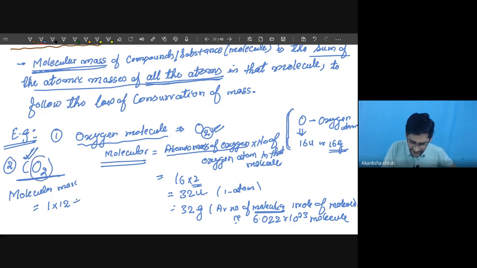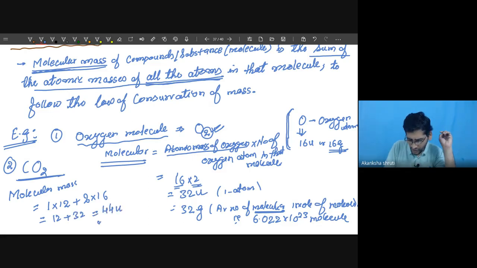Now we have to come to this oxygen. How many atoms of oxygen are there? For that we need to first observe their suffix. It is 2, and the atomic mass of oxygen is 16. Here we had written that 16, so we also need to put it here. So it becomes 12 plus 32. So it becomes 44 U, or 44 g.